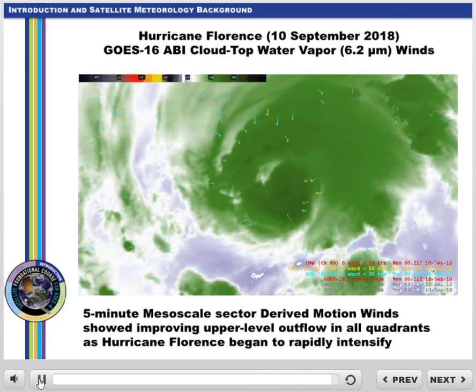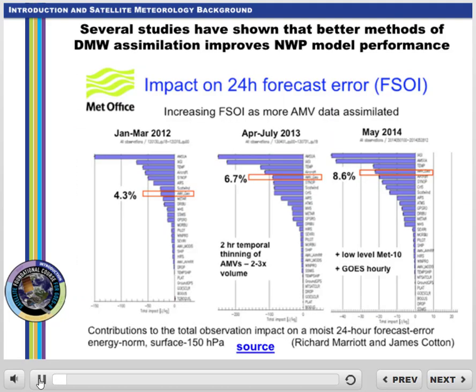One of the primary uses of the derived motion wind products is assimilation into numerical weather prediction models. Studies show that proper assimilation results in improved model forecast. One example is more accurate tropical cyclone path forecasts. This particular study from the UK Met Office shows that better 24-hour forecast resulted as more derived motion winds, or AMVs, are assimilated.